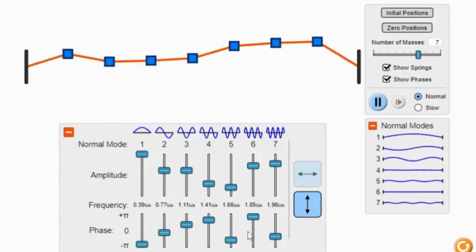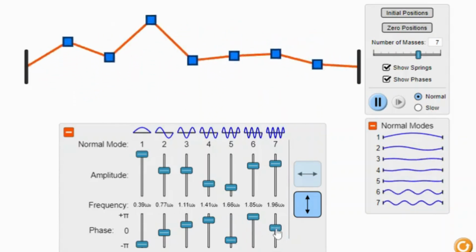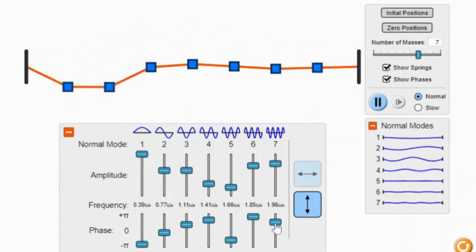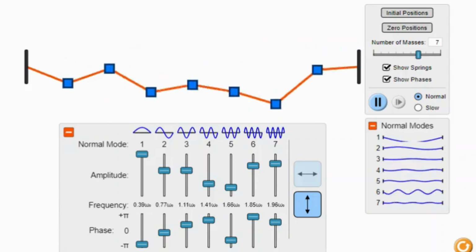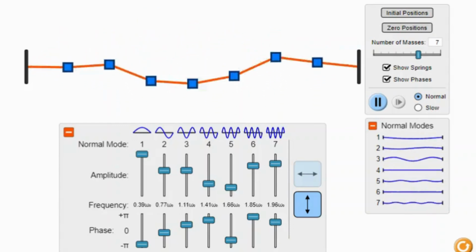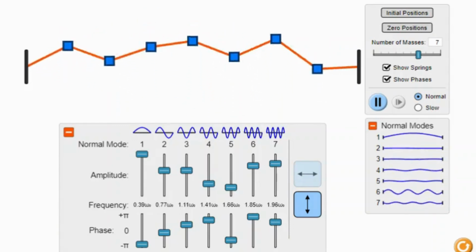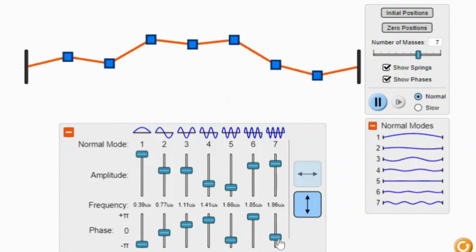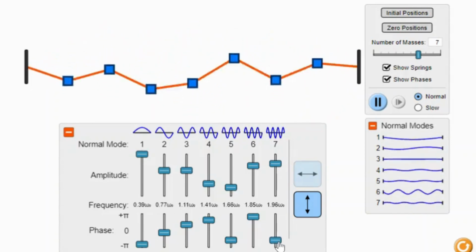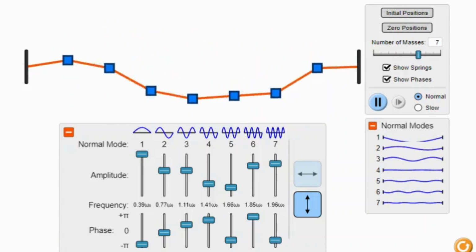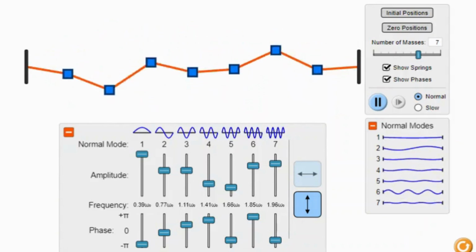For example, in a vibrating string, the first normal mode corresponds to a single half-wavelength standing wave, while the second normal mode corresponds to a full wavelength, and so on. Higher numbered modes have more nodes, points of zero displacement, and antinodes, points of maximum displacement, leading to higher frequencies.